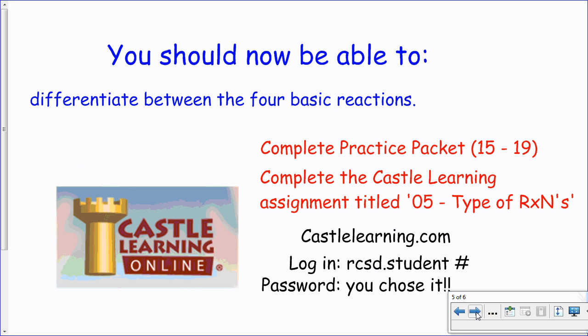So this is a short video, but at this point you should be able to at least have a foundation of how to put code letters over elements and polyatomic ions in a chemical equation to see if it's following the rules for synthesis, decomposition, single replacement, or double replacement. There are a lot of practice packet pages, because some of them involve balancing and some of them involve coding them to the four different reaction types.